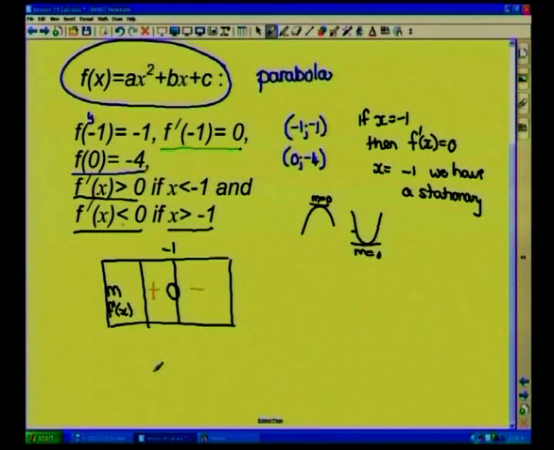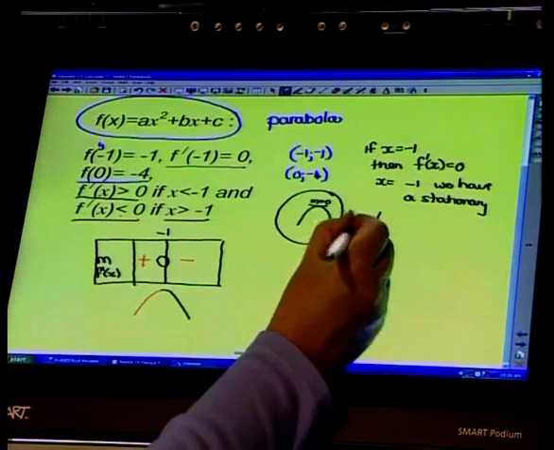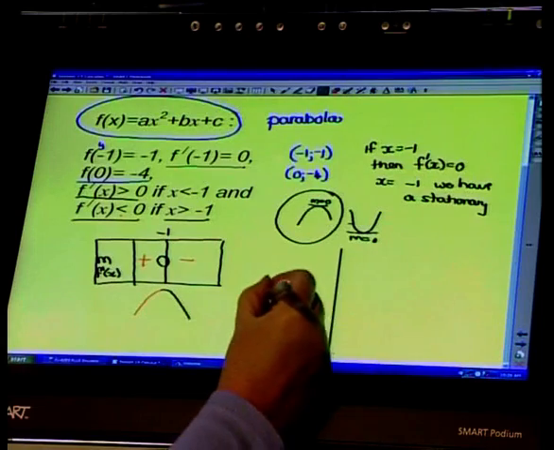Now, what does that mean? Positive means we're going uphill. 0 means we're turning. And negative, we're going downhill. So in actual fact, I've established that the parabola will look like that one and not that one. Okay, so let's draw ourselves a little sketch.